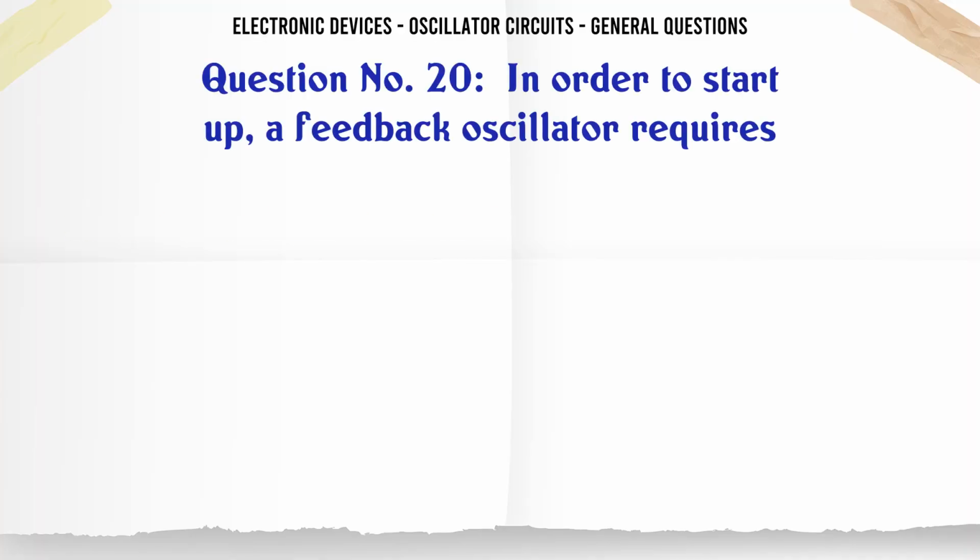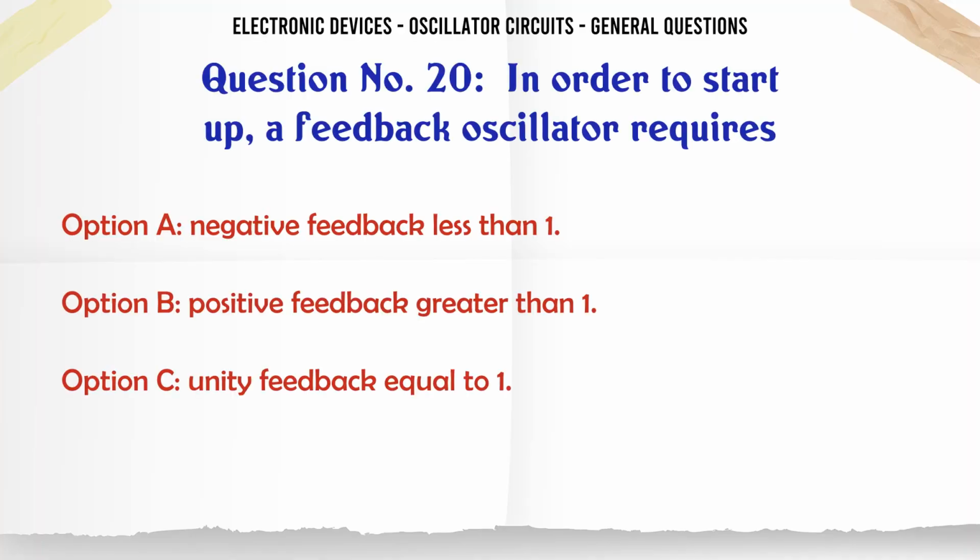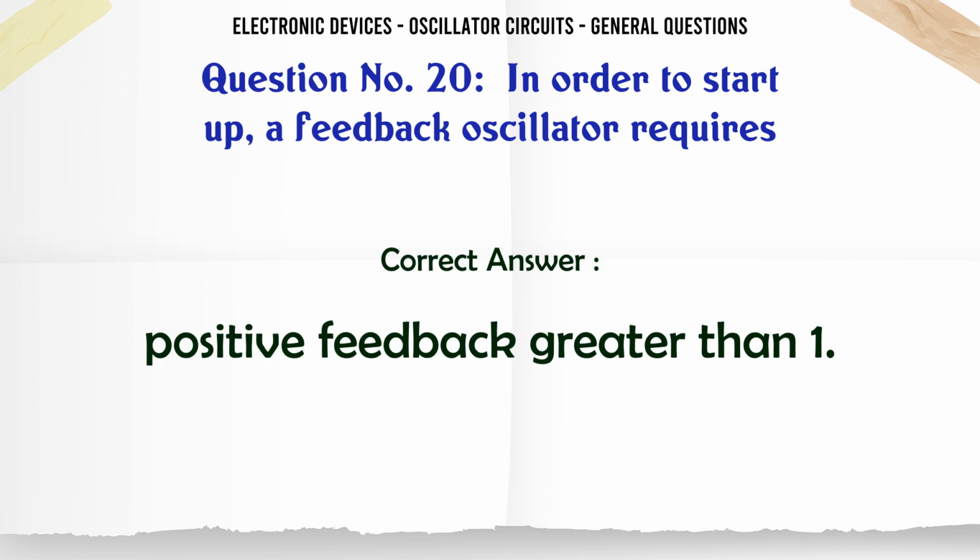In order to start up, a feedback oscillator requires A: negative feedback less than 1. B: positive feedback greater than 1. C: unity feedback equal to 1. D: no feedback. The correct answer is positive feedback greater than 1.